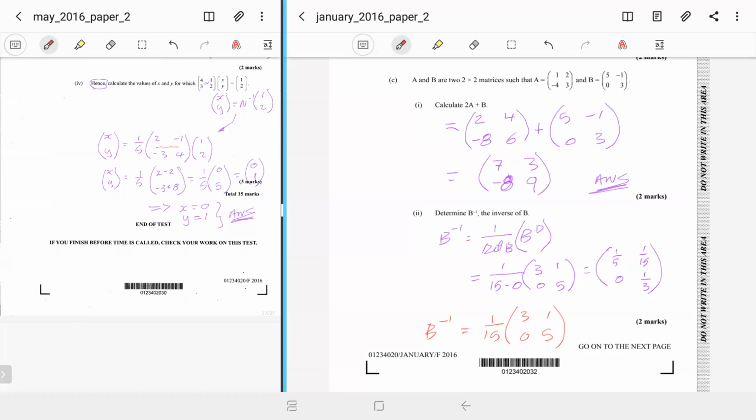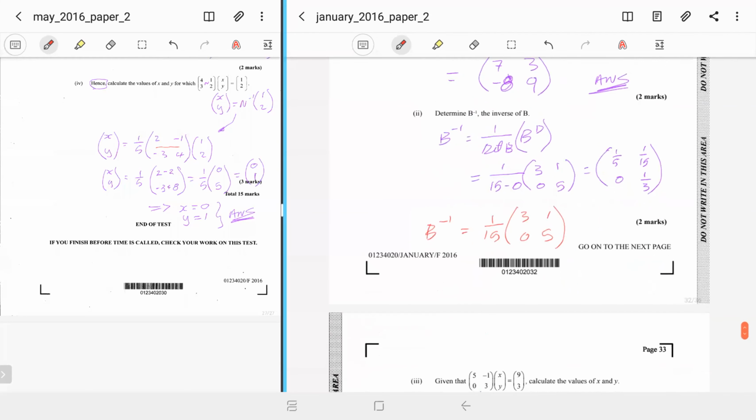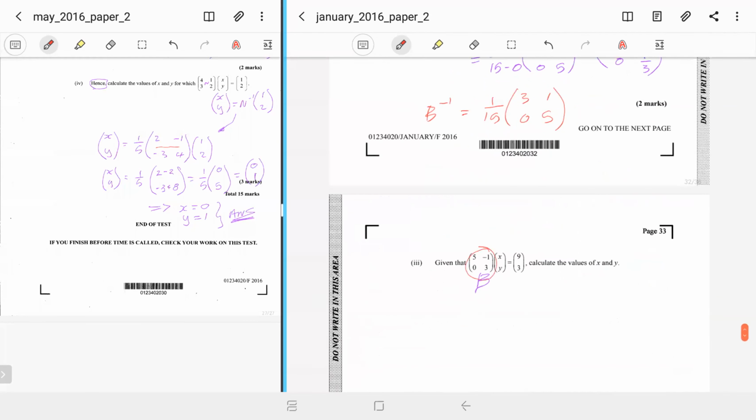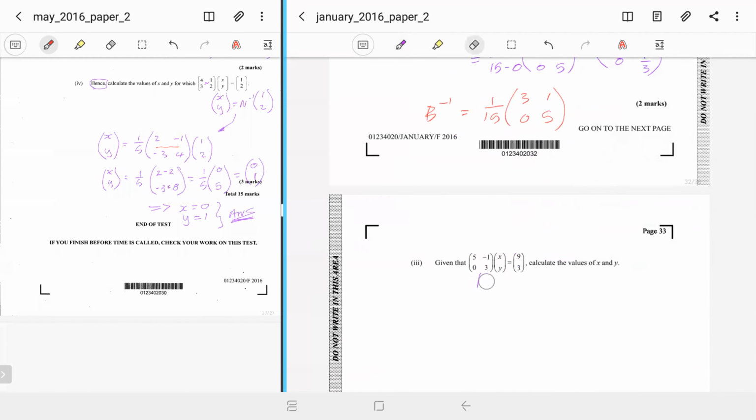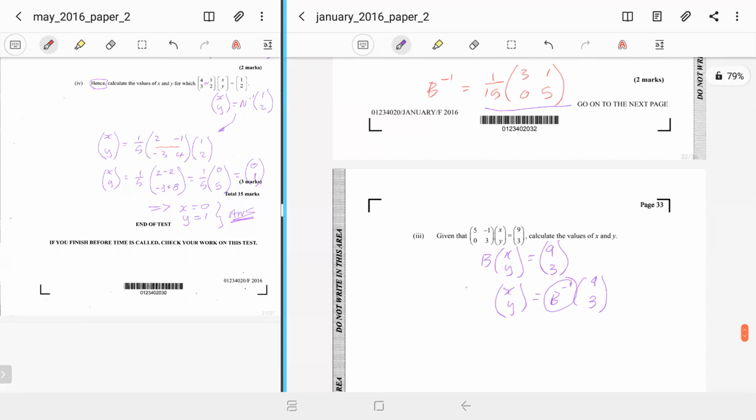All right, that is also the B to the minus 1 if we want to use it down here. But if we realize that this is really B, let's write it out. What that means is this is really B times XY equals 93. Therefore, XY is B to the minus 1 times 93. Good. So we just need to put the B to the minus 1 here, and work it out.